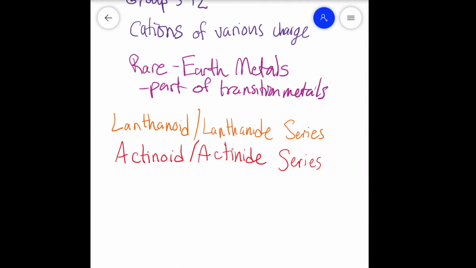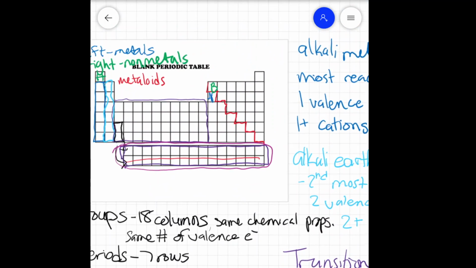That row, there's nothing really special. Actinoid has all those transuranium metals in there. Not all of them, but you know, the start of them. So that's kind of it for the metals.